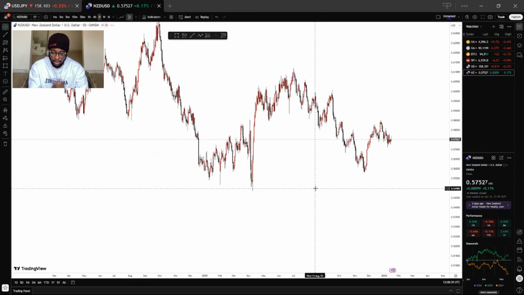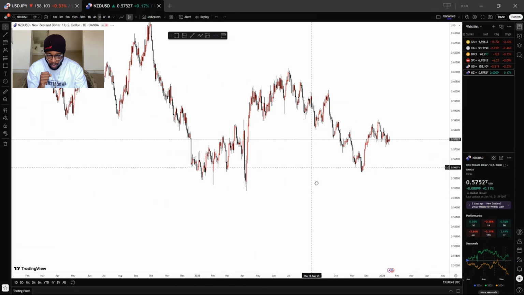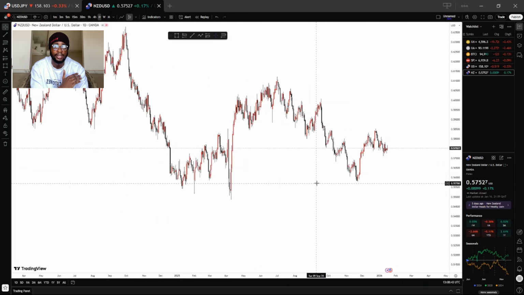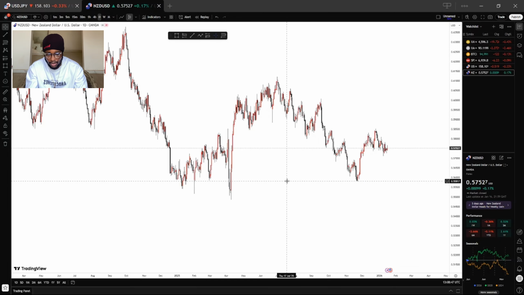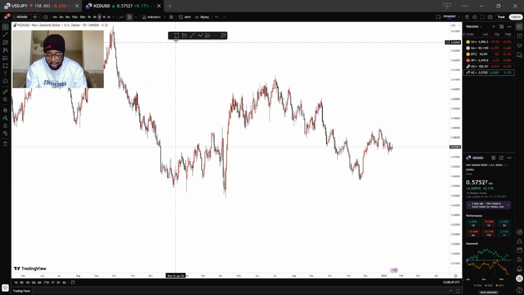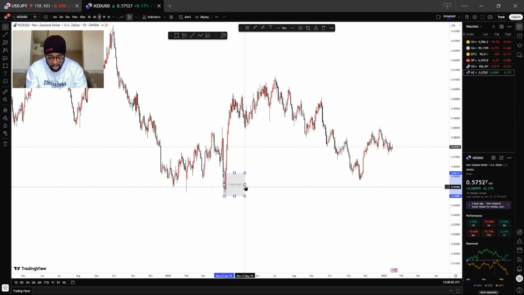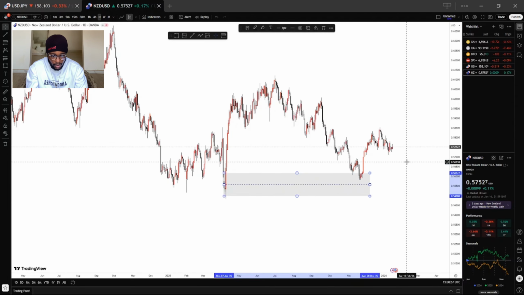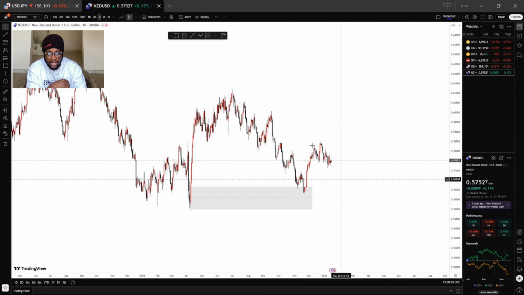Okay. So I normally use the 4 hour and the daily for my high time frame analysis. I'm a swing trader, right? So on the 4 hour, NZDUSD is reacting to this strong demand. Okay, this demand zone, and when it got here, it caused a massive reversal.